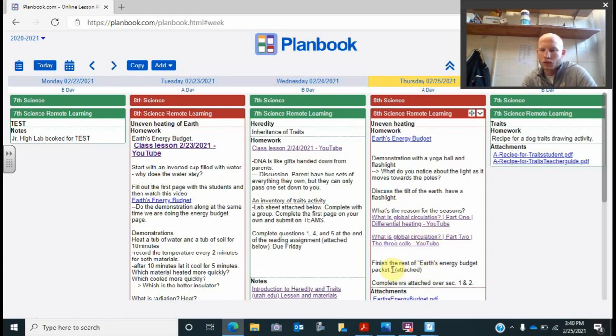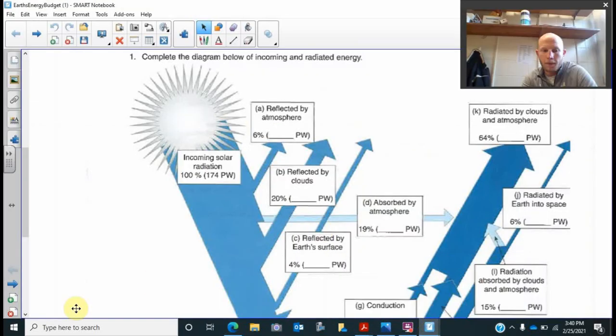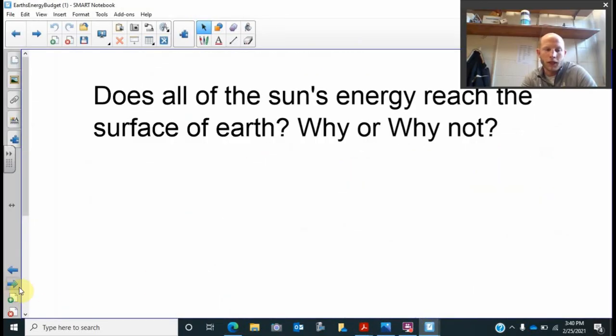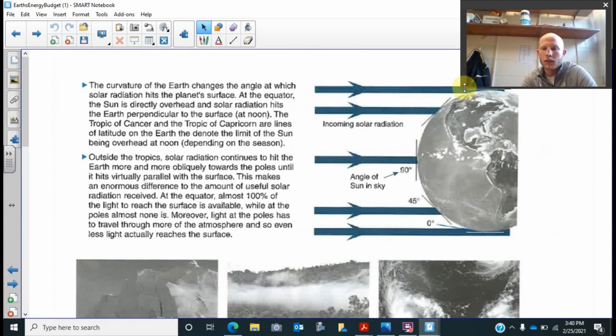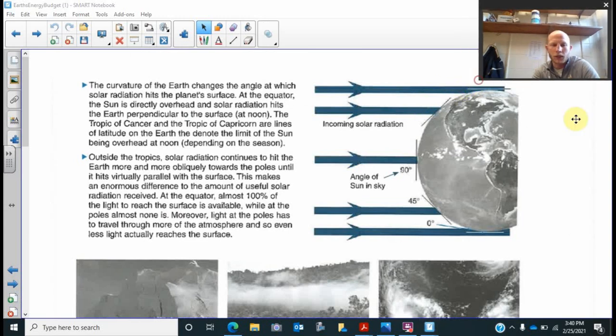And so what we did was we just finished the rest of the Earth's packet, and then I have this worksheet attached. It's over sections 1 and 2. So let's go ahead and finish up the Earth's energy budget, or the reason why we have the seasons and uneven heating. Okay. So a lot of you guys, I've already got a couple emails from you, and so I just kind of want to clarify what's going on here.